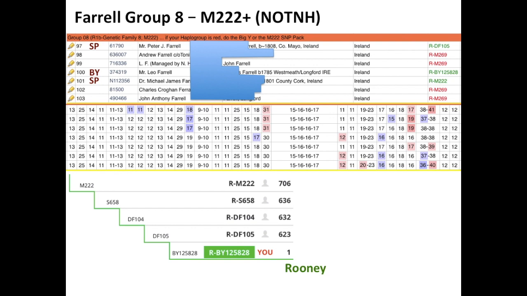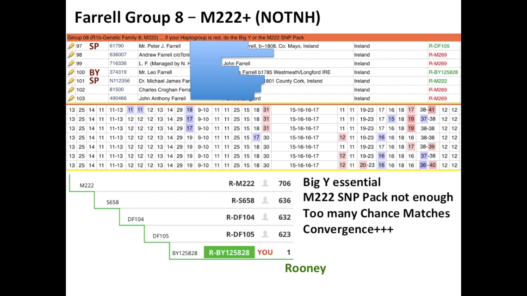One of them has done the Big Y, and his nearest match on the family tree of mankind is a Rooney. So the Big Y is essential. There's too many chance matches with people who are M222. Even with this pattern here, I would not be convinced that we would be looking at people from the same group. Well, these two subgroups, in fact, might be related 2,000 years ago. So with M222, you really cannot draw huge conclusions from the STR marker values.